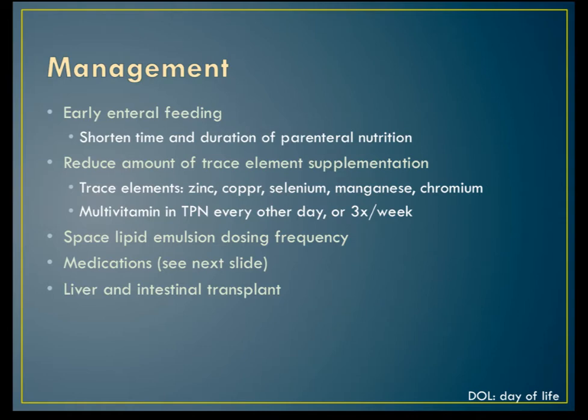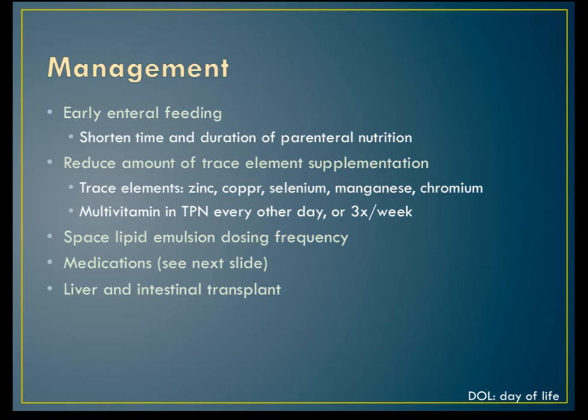Another method that we use to try to prevent the progression of parenteral nutrition-associated liver disease is to space the lipid emulsion. So we'll either do 2 times a week, or every other day, or Monday, Wednesday, Friday. We just want to give them enough to prevent essential fatty acid deficiency and to give them enough fats to survive, but not too much to where it's contributing to the liver disease. There are 2 medications we'll talk about on the next slide that can be used to help prevent the progression. And then a patient may be able to get a liver and intestinal transplant.